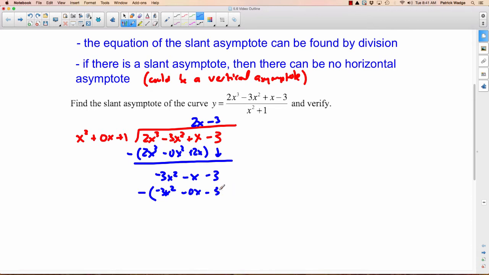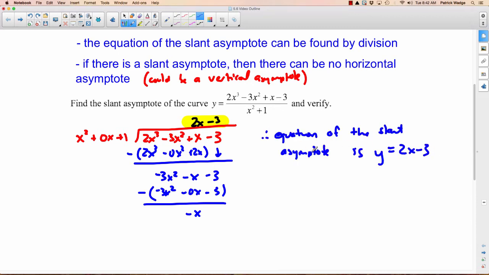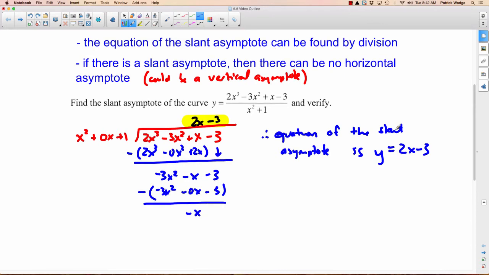We subtract all of that. That cancels. Negative x take away nothing is still negative x. Negative 3 take away negative 3, that's gone as well. So here's our remainder down here, but it's actually not what we're interested in. What we're interested in is our quotient, because this is the equation of the asymptote. So the equation of the slant asymptote is y equals 2x minus 3. That's how you would figure out what the slant asymptote is.